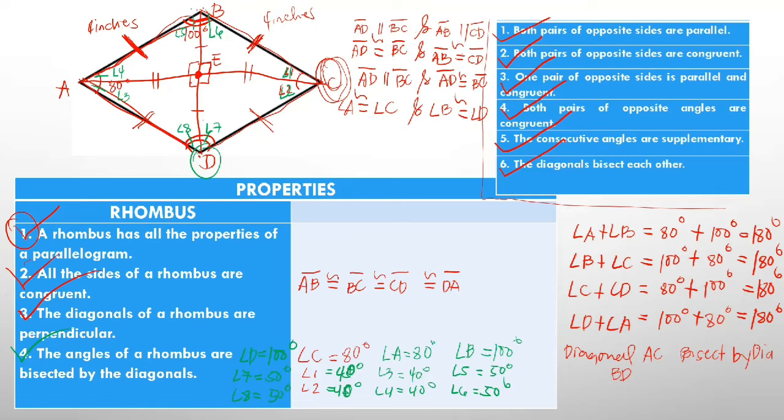So now we have learned about the properties of a rhombus. Now let's move on to the properties of a square, which is also a quadrilateral that is a parallelogram. So as we know, the definition of our square is that it has the same measurement of sides, or it has equal sides.